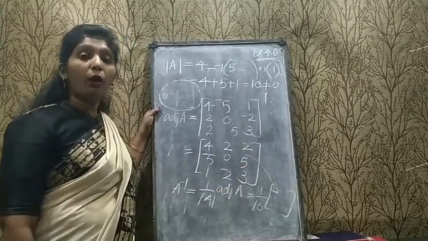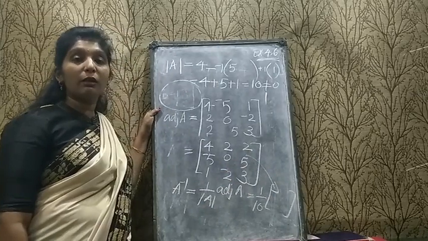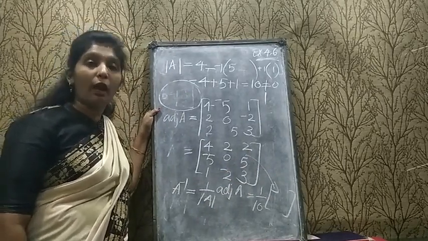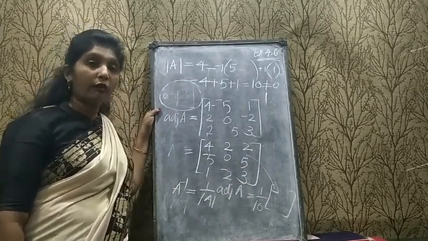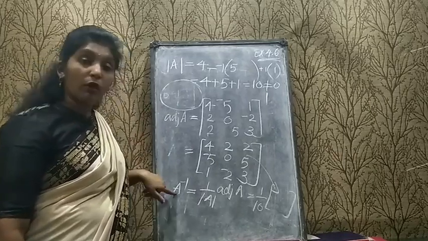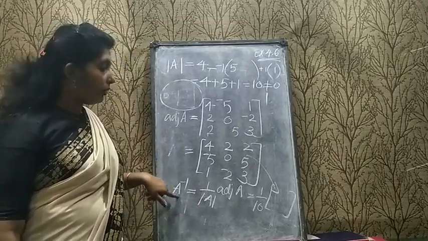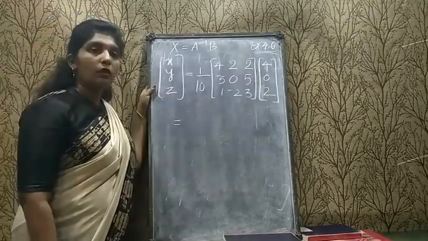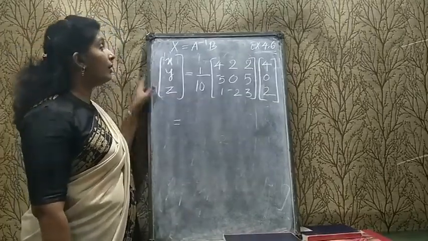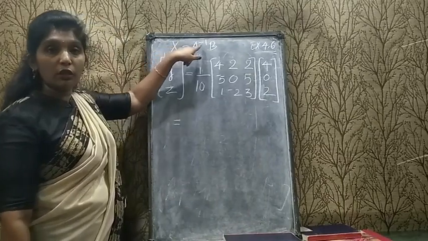Now we have to find out the X value. X means all the unknowns, X, Y, Z we have to find out. For that what do we have to do? This A inverse we have to multiply with the B matrix. Now I am going to write, okay. So here I have written X as A inverse into B.